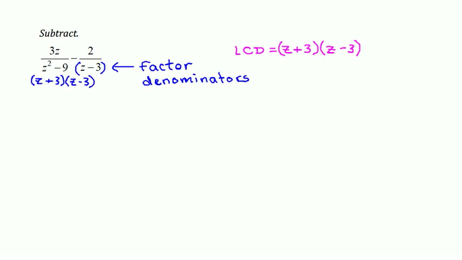So now we are ready to rewrite this expression. My first rational term is 3z over z plus 3, z minus 3. We want to leave this denominator factored when we proceed. And we can see that this one already has the LCD, so we don't really have to modify it at all.